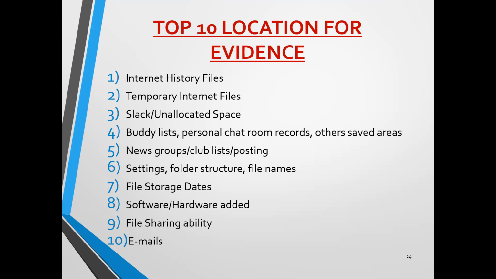Those are hidden. We will see how we can use steganographic tools to hide and unhide information, and even forensic tools that can help us pick out this deleted or hidden information. Number 4, where we pick our evidence from: buddy lists, personal chat rooms, records. You're on WhatsApp, you're on Facebook. That speaks a lot, and it has a lot of evidence that we can actually pick on.